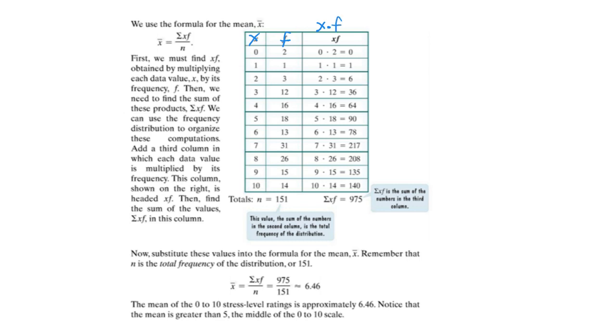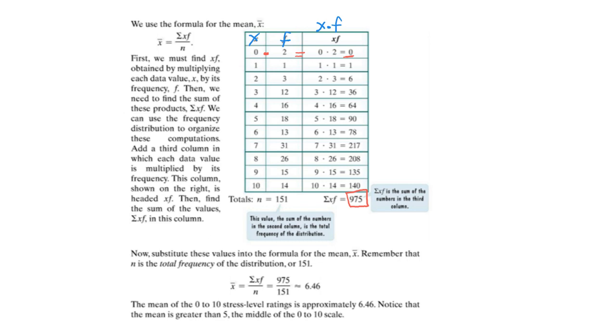So what we're basically doing is taking that first 0 rating, multiplying it times 2, the frequency, and we set it equal to the third column, which is 0. So the third column is creating x times f, and from there we add that third column all the way down, the summation of x times f, and we get 975.